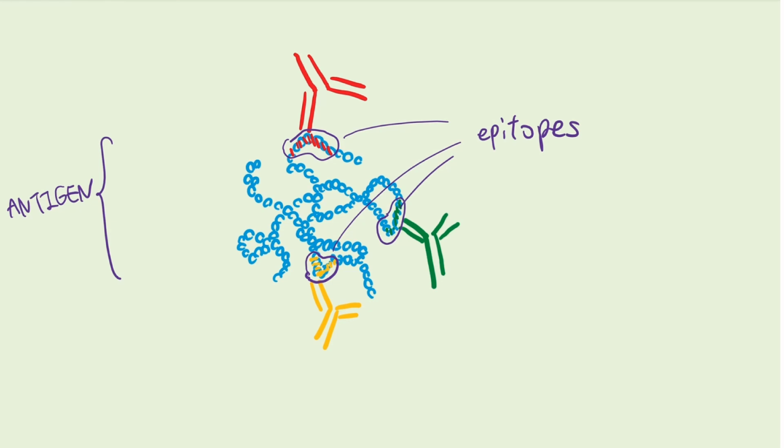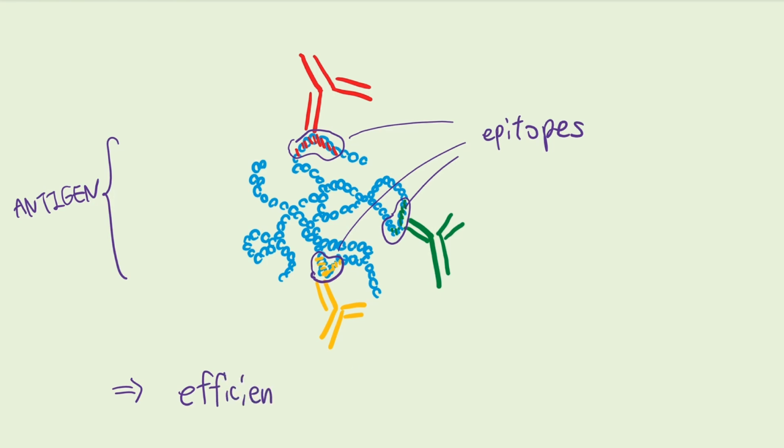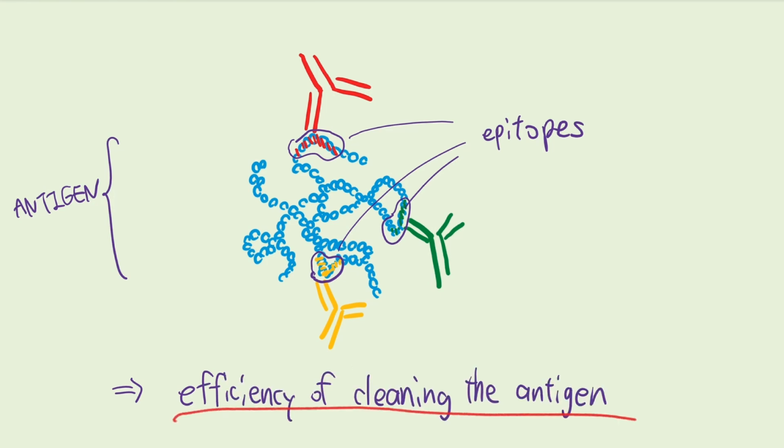Speaking of antibodies, which we'll be discussing later, they are able to simultaneously recognize an epitope as well. For that reason, antibodies are efficient when clearing the antigen from our bodies.